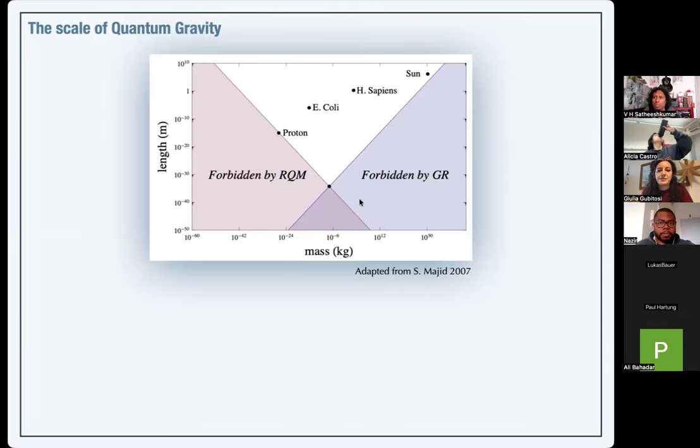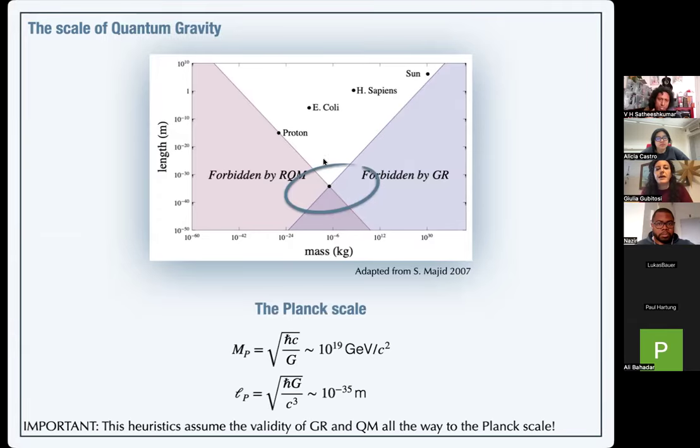But usually one is the one that dominates, so it's either one or the other. And then you see that these two lines meet at a point, and this point is found by setting equal the Schwarzschild radius and the Compton radius. And unsurprisingly, this is the Planck scale. Okay, so in terms of mass scale, it's the one combination of the fundamental constants that has the dimension of a mass. The Planck length is the one combination of the fundamental constants that has a physical dimension of a length.